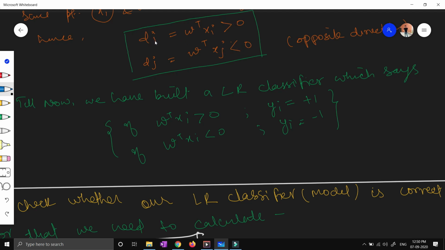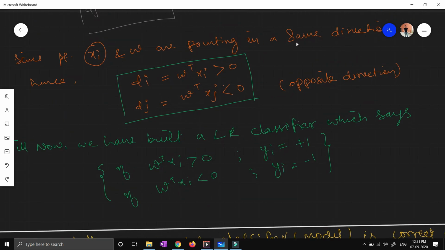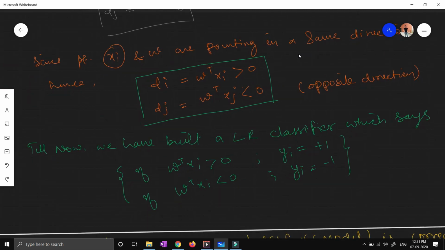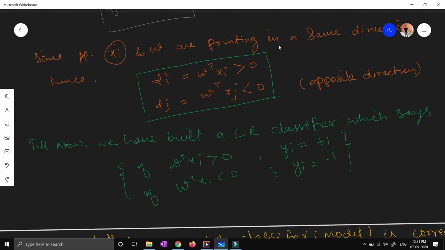Always remember why the distance is greater than 0 and why less than 0: di is the distance of a point xi which is pointing in the same direction as w. If my data point is pointing in the same direction as w, it will be positive, or greater than 0, and if it is in the opposite direction, then it will be less than 0. So I hope this distance thing is clear to you.